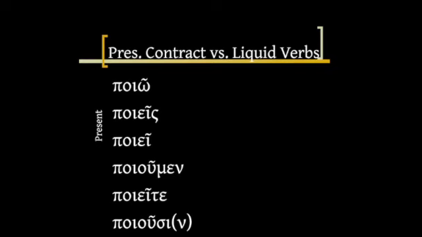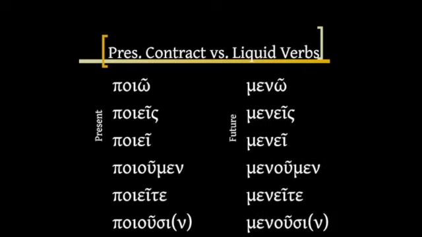And we get that epsilon there coming up against the connecting vowel, and we get the contraction. So poieo, the present active indicative form, is poio, poies, poie, poiumen, poiete, poiusin. And it's difficult to distinguish that from a liquid future because we have the circumflex. So minne, minnace, minne, minumen, minete, minusin.